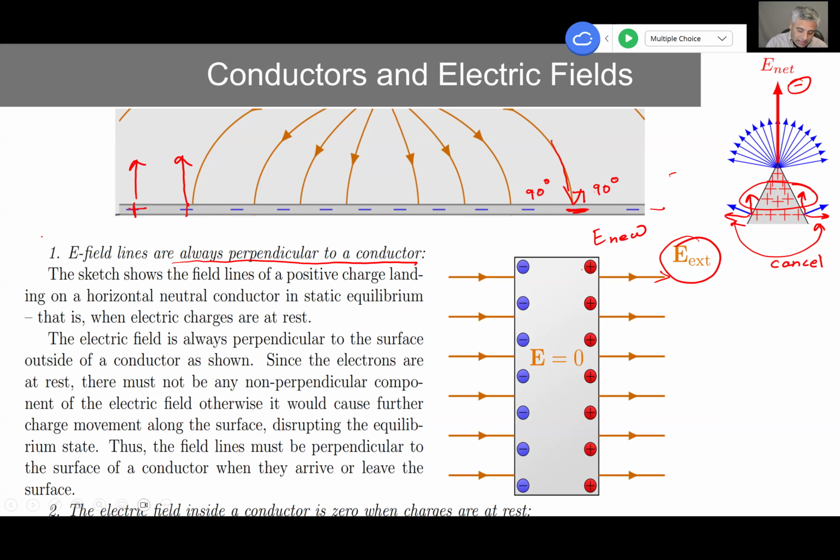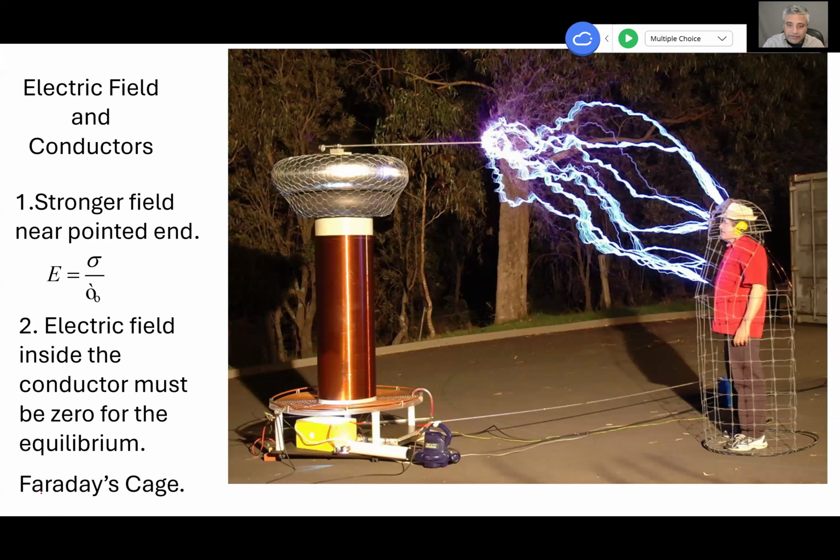So these kind of properties of the field lines in the conductor also help to design what's called a Faraday's cage. Okay, so over here, what happens if this person was standing there? Jack would be on the ground, electrocuted instantly.